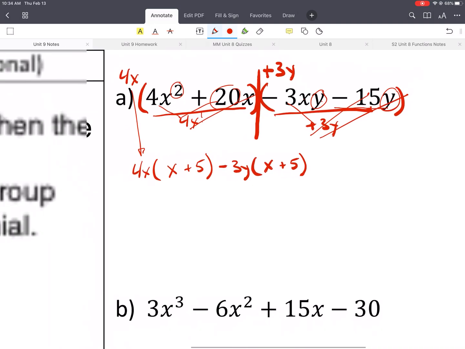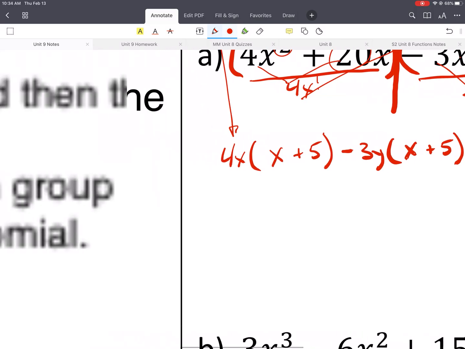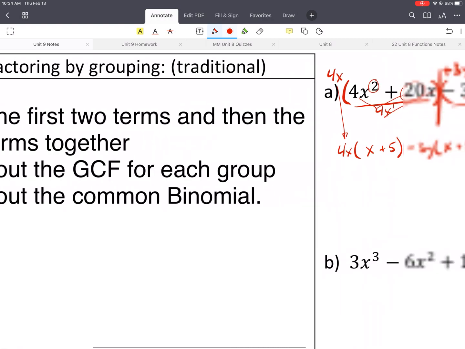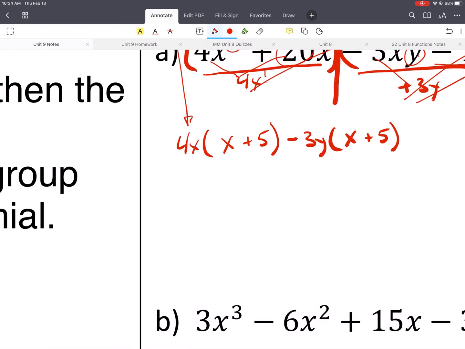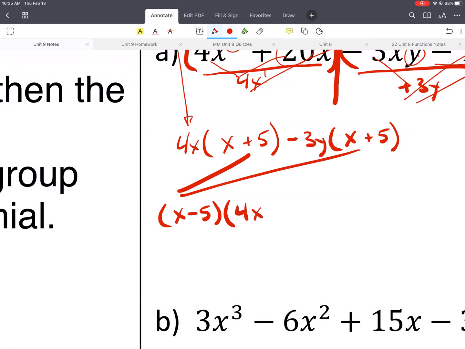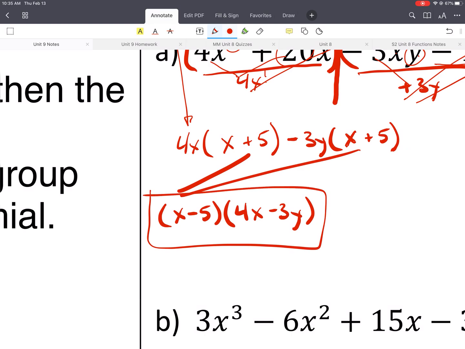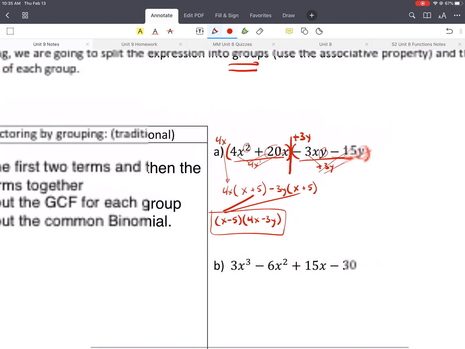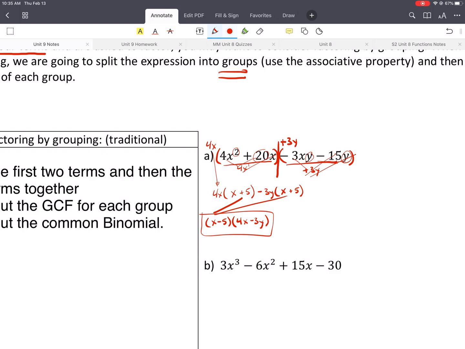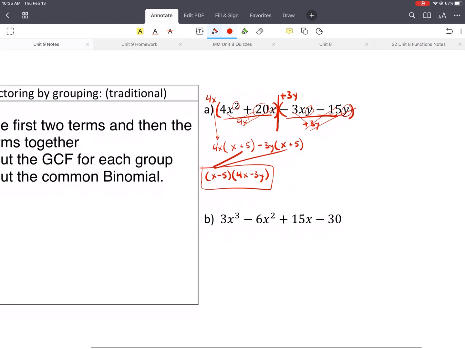All right, and the last thing was to factor out the common binomial. An easy way to do that is just to factor it out to the front, and then everything else will be in the other parenthesis. And if you really wanted to check, perhaps you could distribute. You could use a box method to get back to where it started. So that is how you do factoring by grouping. If you feel like you got that, then you're welcome to just go ahead and work on your homework. I'm going to do a few more examples.